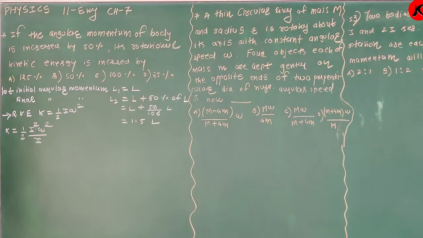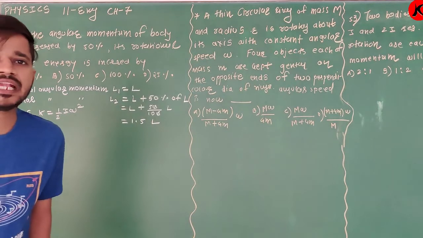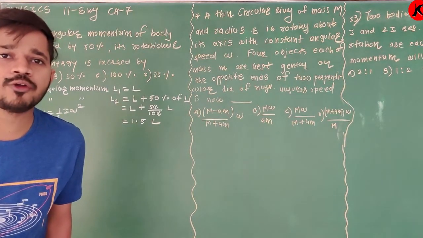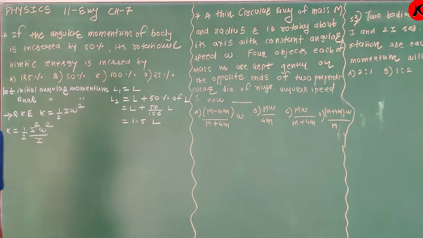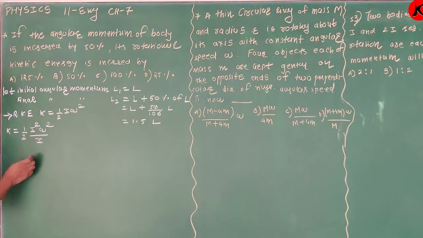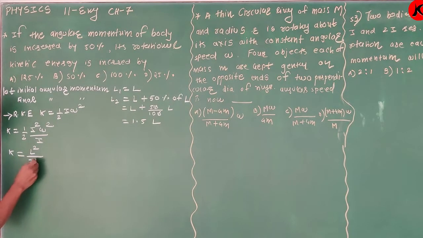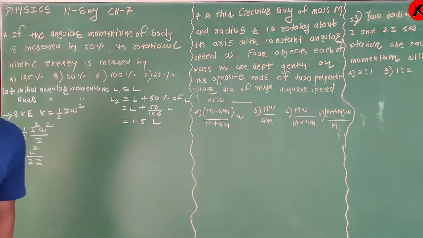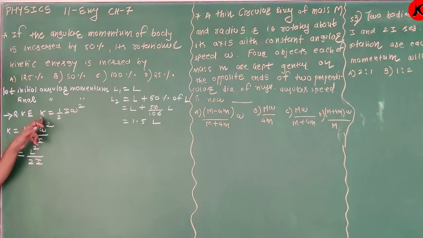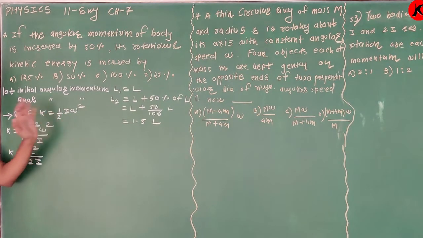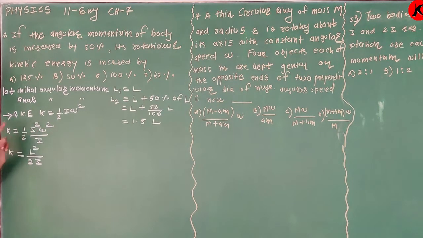Now you know one relation, that angular momentum L is equal to I omega. So here I square omega square I can write as L square. So K is equal to L square upon 2I. Clear about this? Again, rotational kinetic energy K is equal to half I omega square. Multiply by I and divide by I. You know that I omega is angular momentum. So I square omega square is L square, divided by 2I.